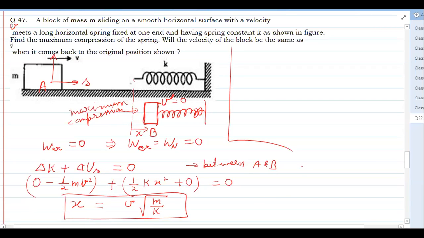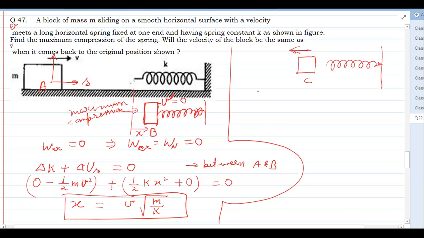Now come to the next part of the question. Will the velocity of the block be the same when it comes back to the original position? Suppose it compresses the spring to the maximum, then the spring relaxes again, the object gets separated and starts moving in the backward direction. Since the spring is now again at 0 energy, suppose this position is called C.